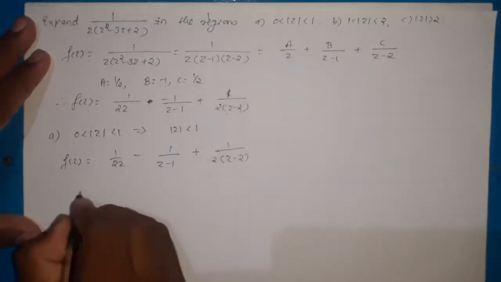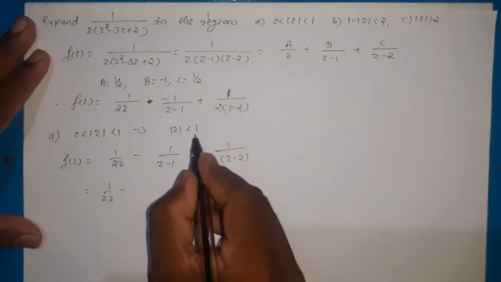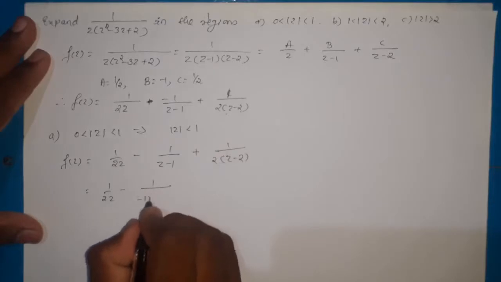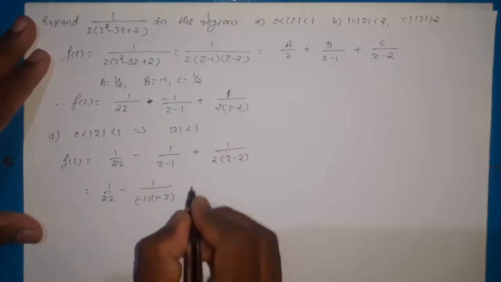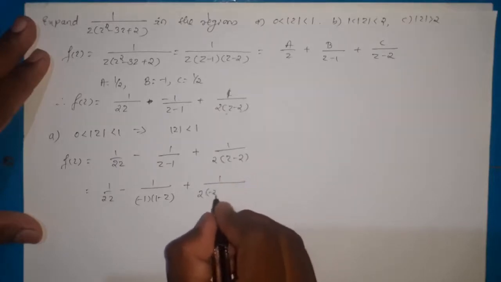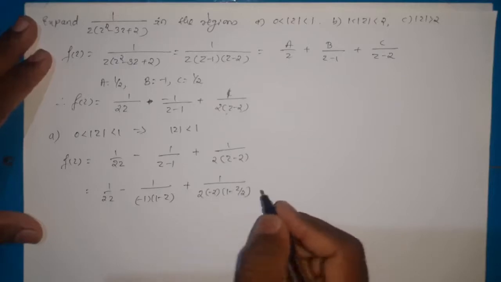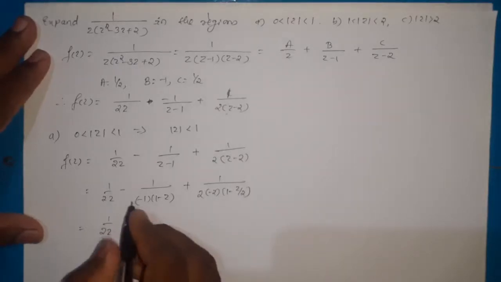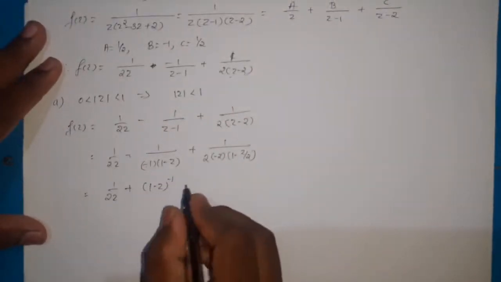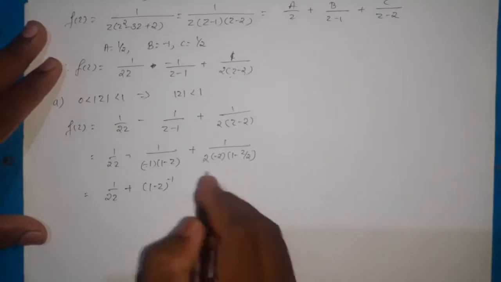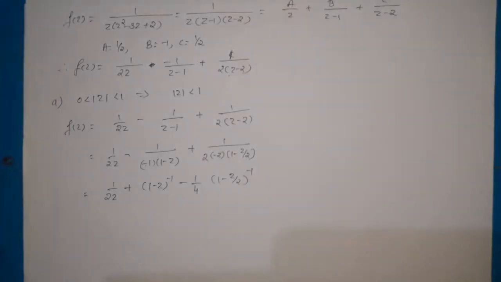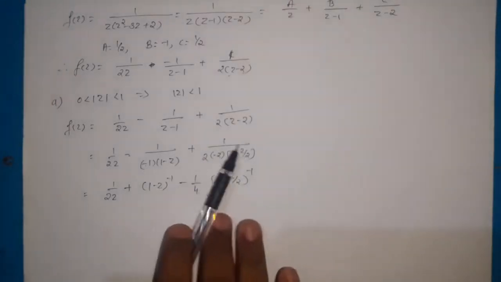So here this is equal to 1 by 2z. Here greater thing is constant value. So here the constant is minus 1. So therefore 1 minus z plus 1 divided by 2 into, here constant is minus 2. So minus 2 into 1 minus z by 2. Therefore it is 1 by 2z, minus into minus becomes plus 1 minus z whole power minus 1. Here plus into minus, that is minus 1 by 4, 1 minus z by 2 whole power minus 1. So here we have brought these two factors to the numerator.